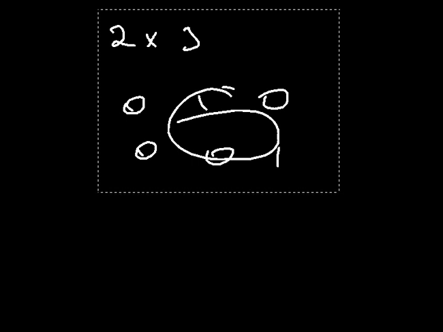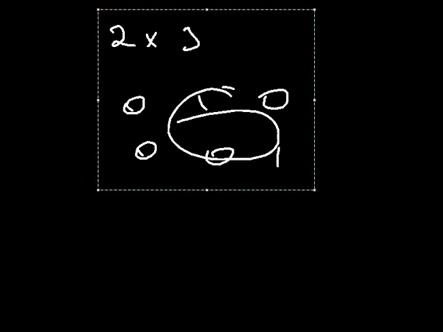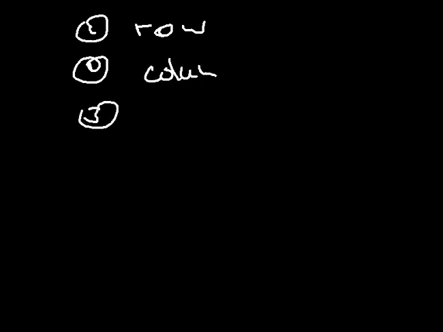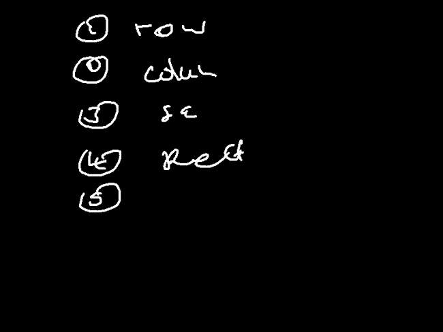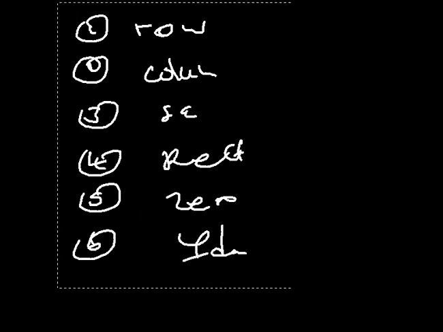So this is how you should understand the types of matrices. We have the row matrices, the column matrices, the square matrices, the rectangular matrices, the zero matrices, and also the identity matrices. So this is how you should understand it.